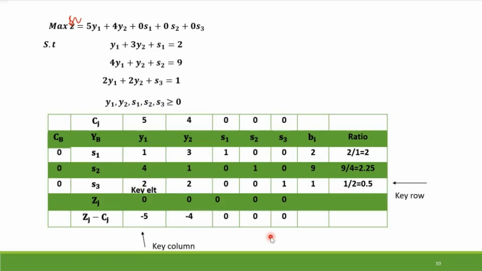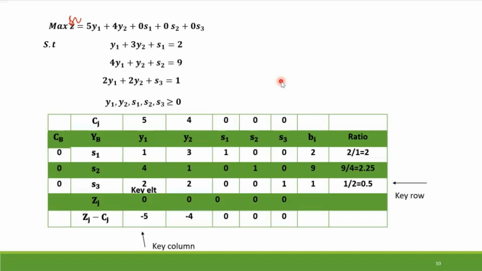This is normal; what we have done for simplex and for the big M method, everything is the same. Here there is no artificial variable because we are not subtracting a surplus variable. We are adding a slack variable. That is why we don't have any artificial variable in the simplex method.